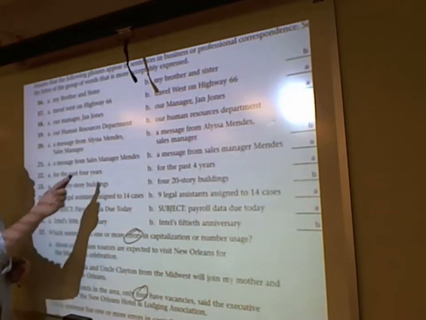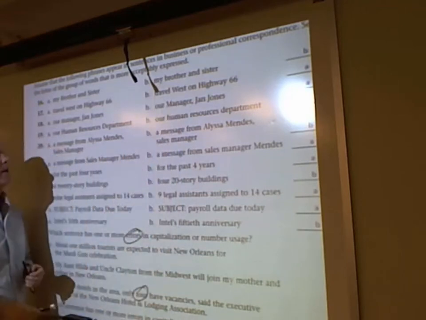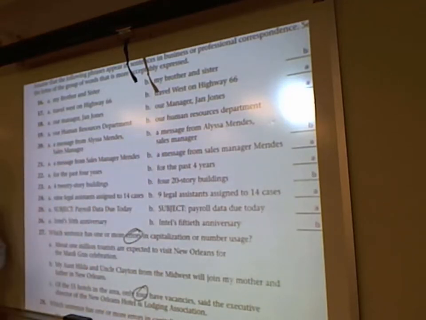Number 17, travel west on Highway 66. Letter A is correct because west is just a direction on a compass, and highway is capitalized because that's the title for 66. So letter A is the correct answer.